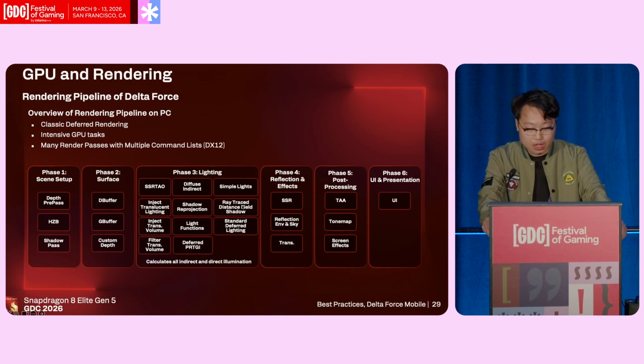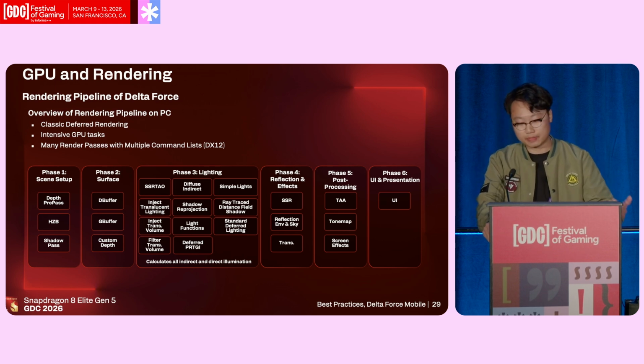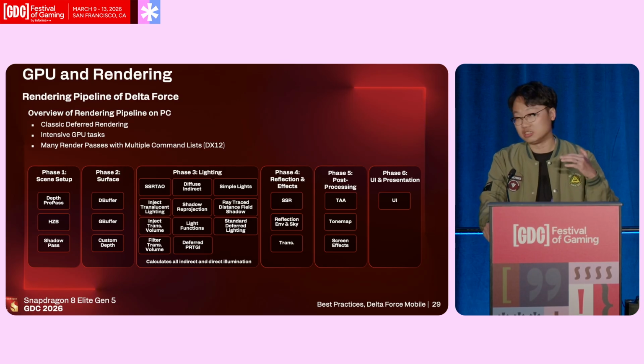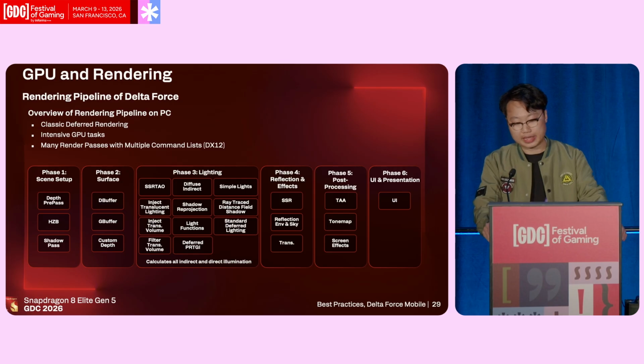On desktop and console, Delta Force uses a classic deferred rendering pipeline. Essentially, the rendering process breaks down into multiple stages. First, the scene setup, which includes depth prepass, HZB construction, shadows, and more. And then comes the surface stage. That's where we handle the depth buffer, GBuffer, and custom depth. This is where we prepare all the data the lighting needs later.